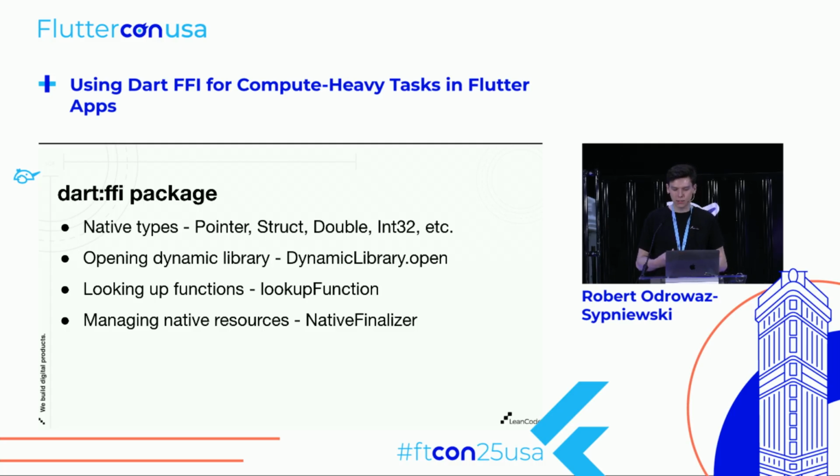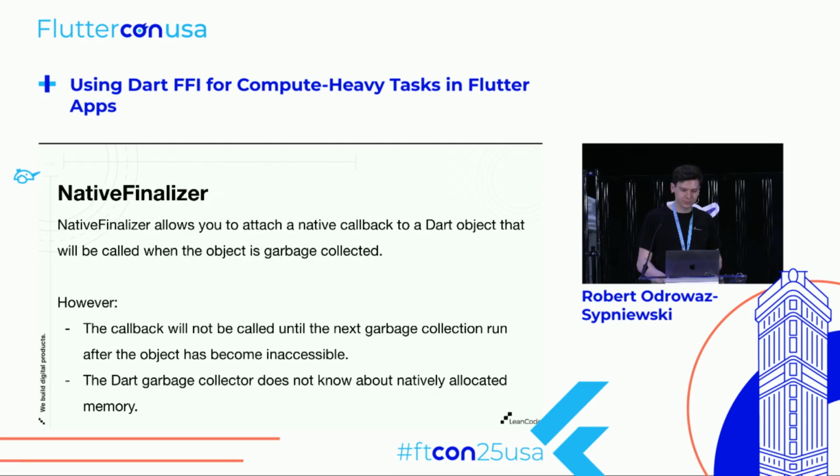And last but not least, we have the native finalizer, which is a pretty nice convenience feature. The native finalizer allows us to attach a callback to a Dart object that will be called when this object is garbage collected. So it allows for a sort of automatic memory management, because in most cases, if we allocate some native resource, it will have some corresponding object on the Dart side, and we can attach a callback to this Dart object, which will free those resources on the native side. However, there are some drawbacks here, some caveats.